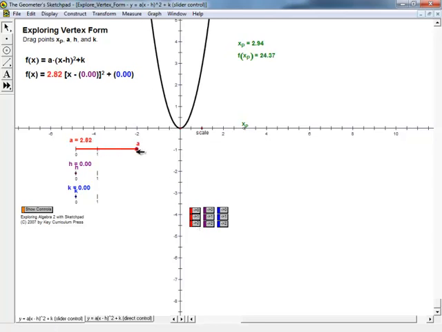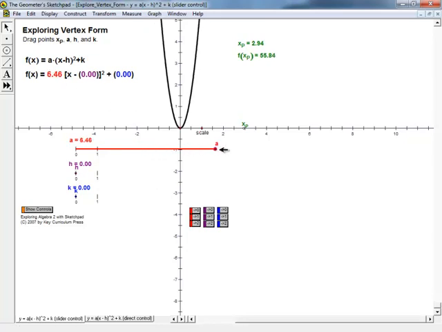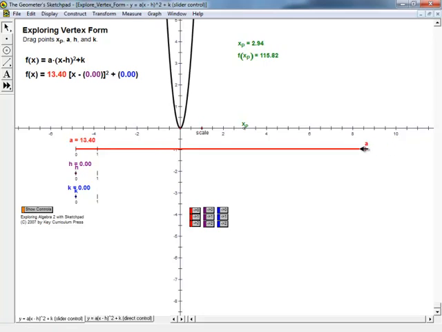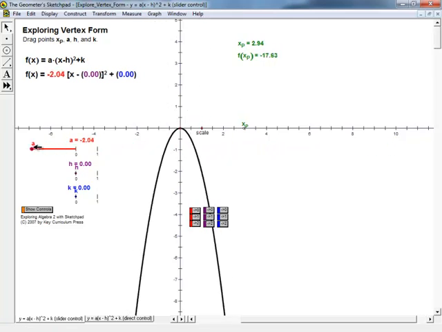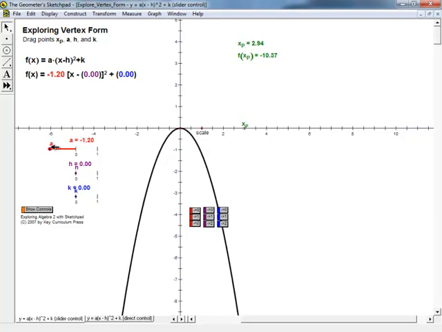So if I make a, say, 3, as you can see up here, then I'm stretching the graph even more. And as I increase the number that a is, I'm stretching and stretching and stretching. So let's go back the other way now, and let's look at negative values. Let's say a was -1.